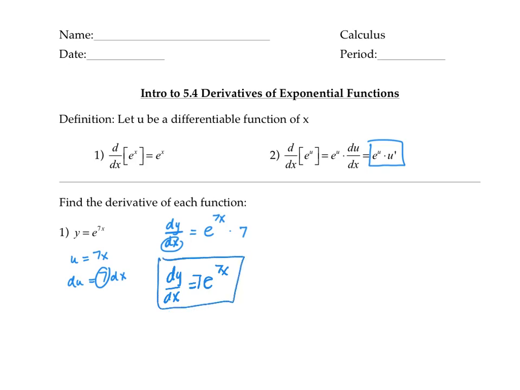Okay, we are using that second rule, which says we're going to keep e to the u the same. So that's e to the 7x, our original function. And then we're going to multiply by the derivative of the exponent. And the derivative of 7x was 7. And then all we did was rewrite it with a 7 out in front of e to the x.